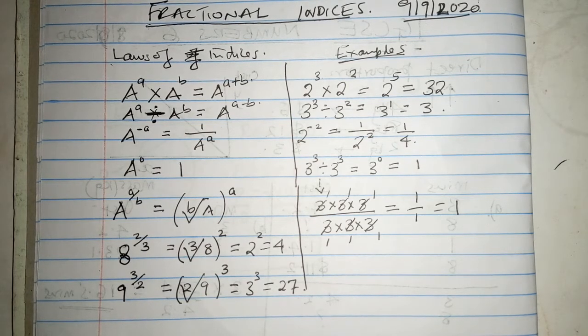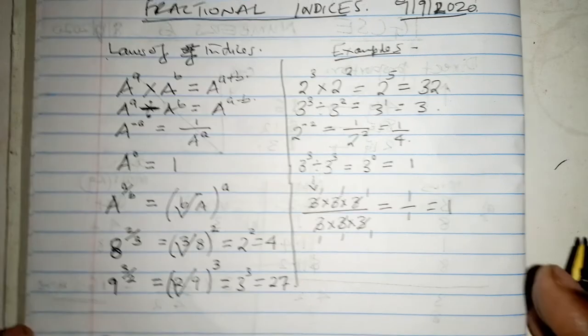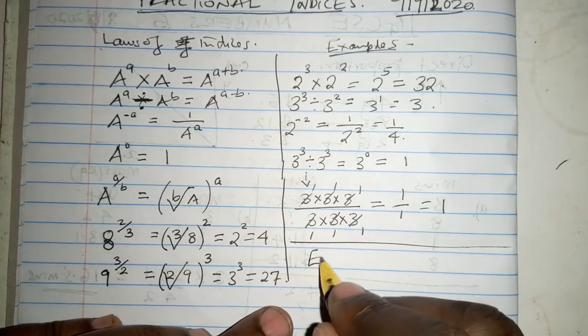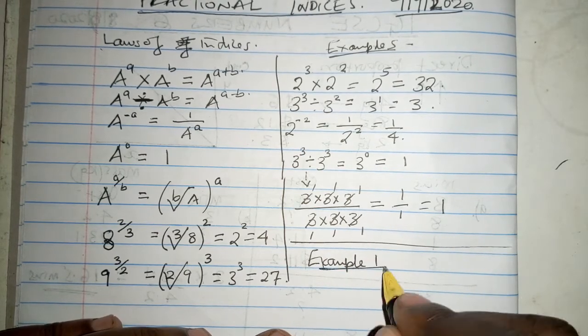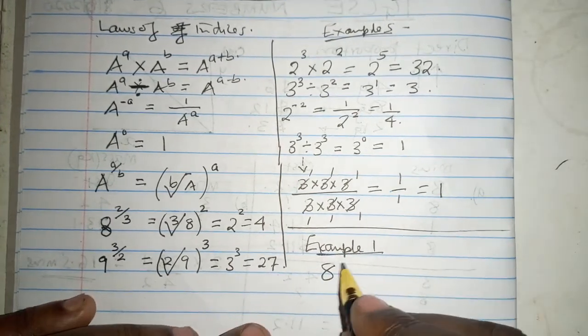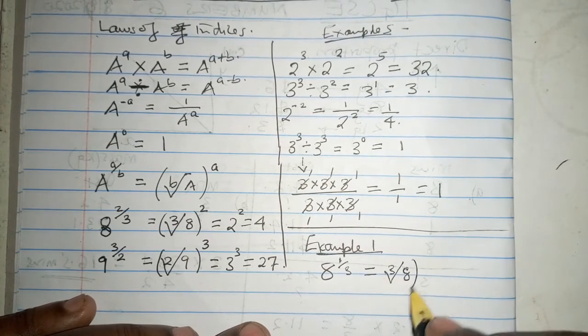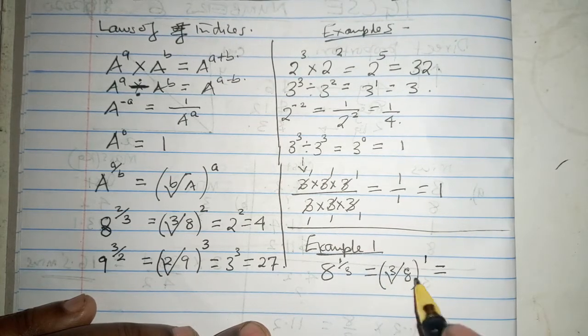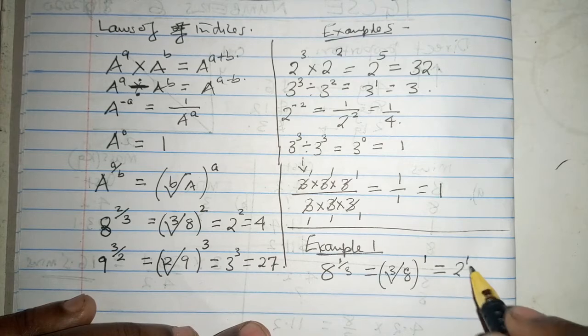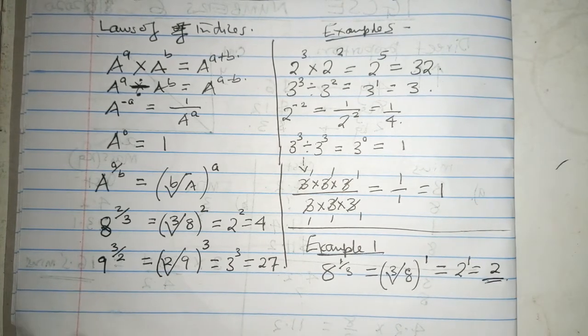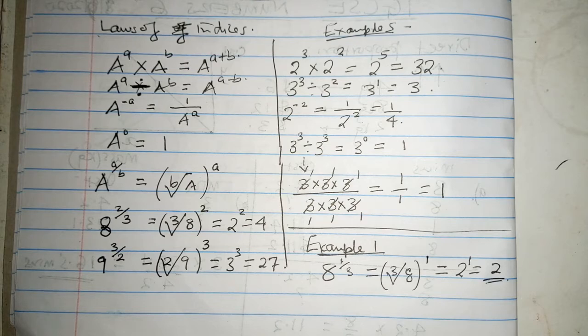Having said that, let us go to example number 1. Work out 8 raised to power 1 over 3, which is basically the cube root of 8, everything raised to power 1. This is the cube root of 8 to power 1, which is 2 to power 1, which is easily 2, which is at the end of the day the answer: 2. Fine, that is as far as example 1 is concerned.